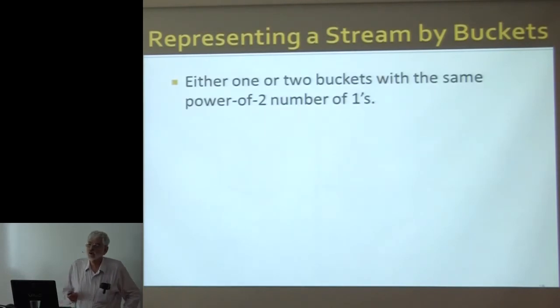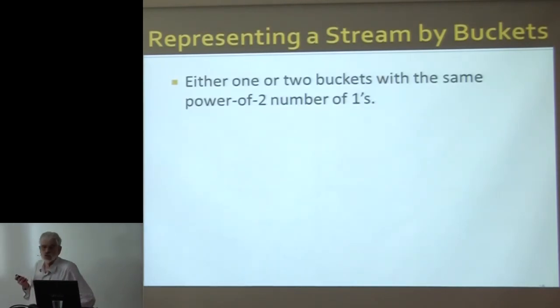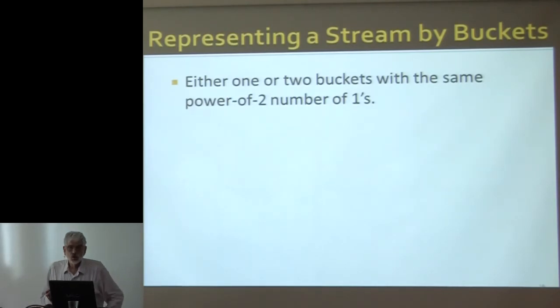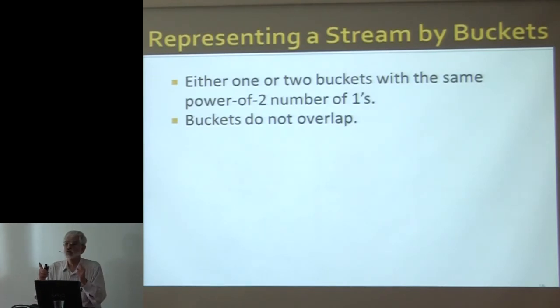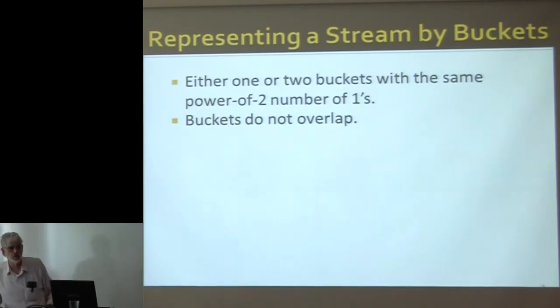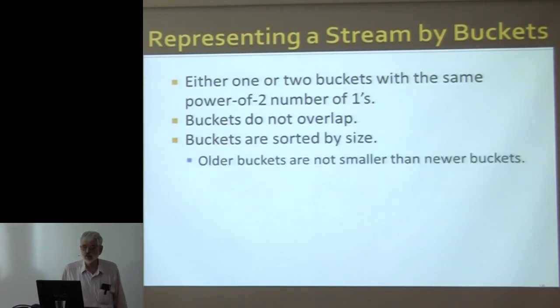Okay, now let's see, there are rules. A stream will have either 1 or 2 buckets with a given power of 2 number of ones, up to some maximum. The buckets, the territory of the bit stream that are represented by a bucket, don't overlap. So the stream is divided into disjoint buckets. Zeros don't count, so there might be some zeros that are not part of any bucket. That doesn't really matter.